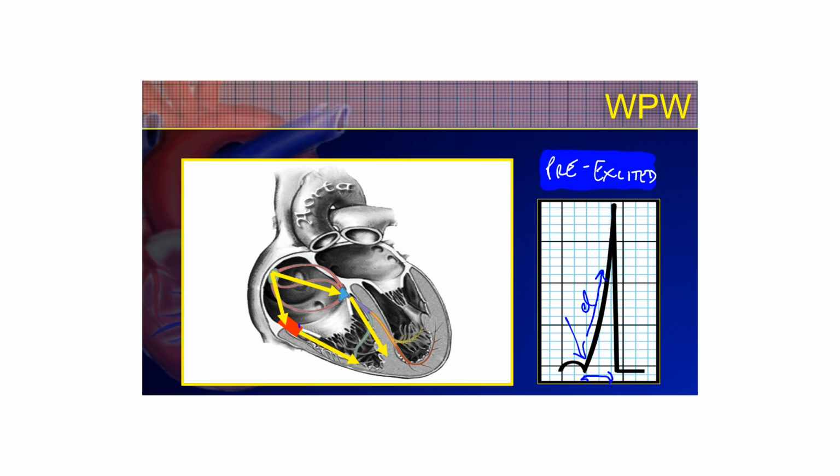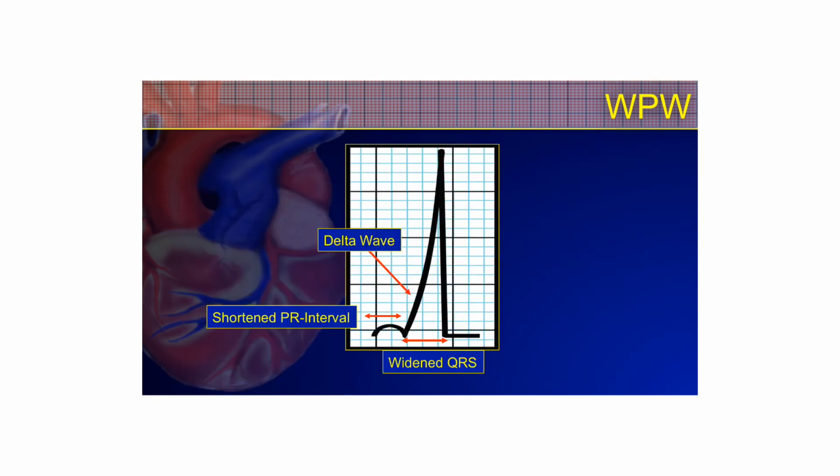The reason it doesn't just take over on this side is because we're outside of the normal conduction pathway, and we're going from cell to cell to cell over here to depolarize, while over here, even though it takes longer to get to the ventricles, once we get there, we depolarize a lot faster, and that's why they both merge together. So again, your classic triad for WPW is a delta wave, which is a slurred upslope of the QRS complex, a shortened PR interval, and a widened QRS complex.